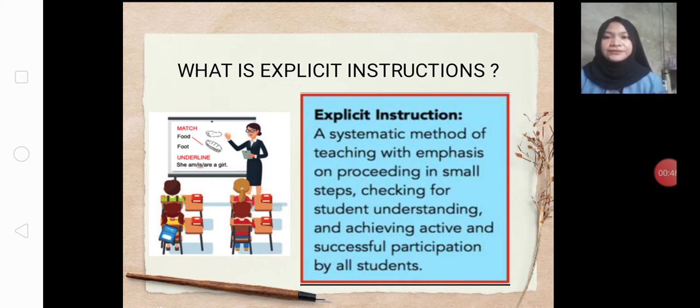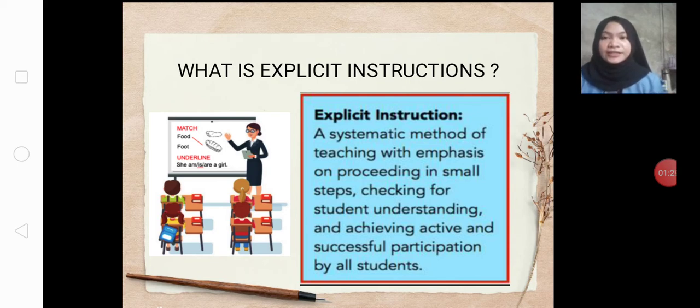Okay, so we have here the definition. It is a systematic method of teaching which emphasizes proceeding in small steps, checking for a student's understanding, and achieving active and successful participation by all the students. In other words, explicit instruction is a set of specific strategies to help us become more explicit in instructions. In short, it is a strategy that supports us as teachers.